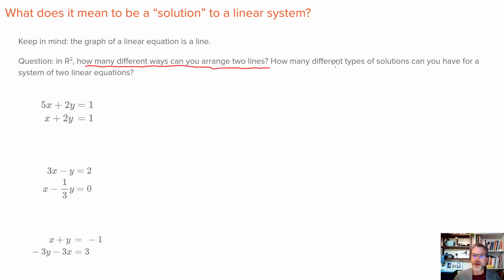Well, we could have two lines that intersect at a point, two lines that are parallel, and the third example is two lines that are parallel and overlap. Okay, those are three different ways two lines in two-dimensional space can be arranged. Now we'll put that aside, and we'll look at these systems now.